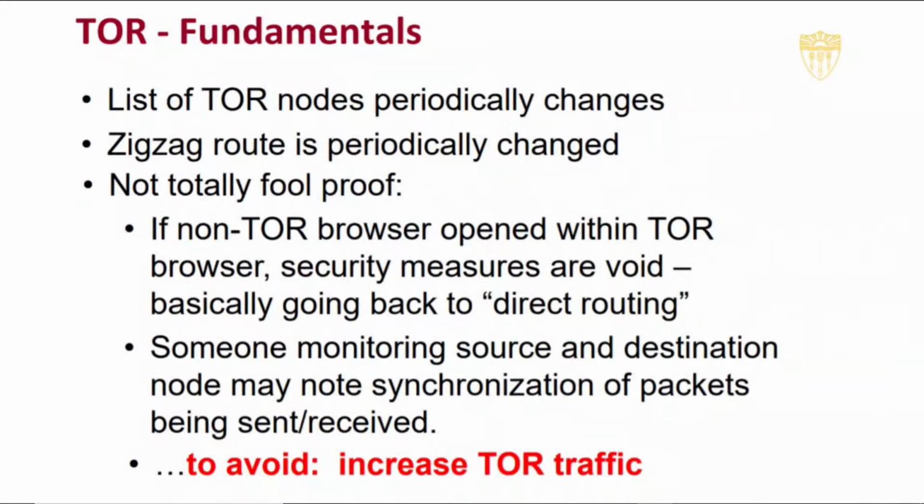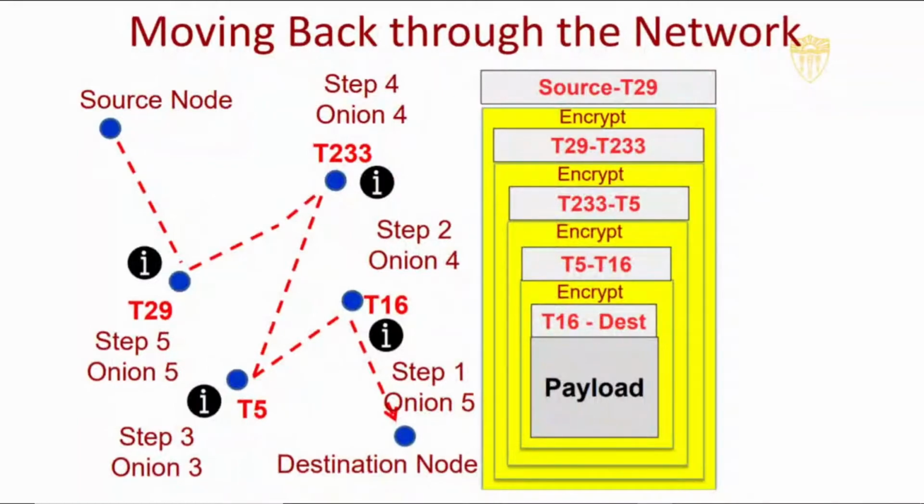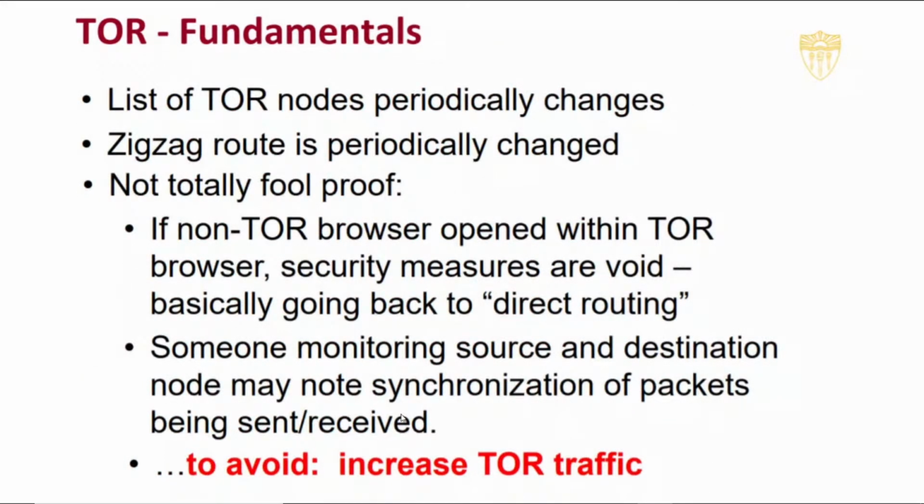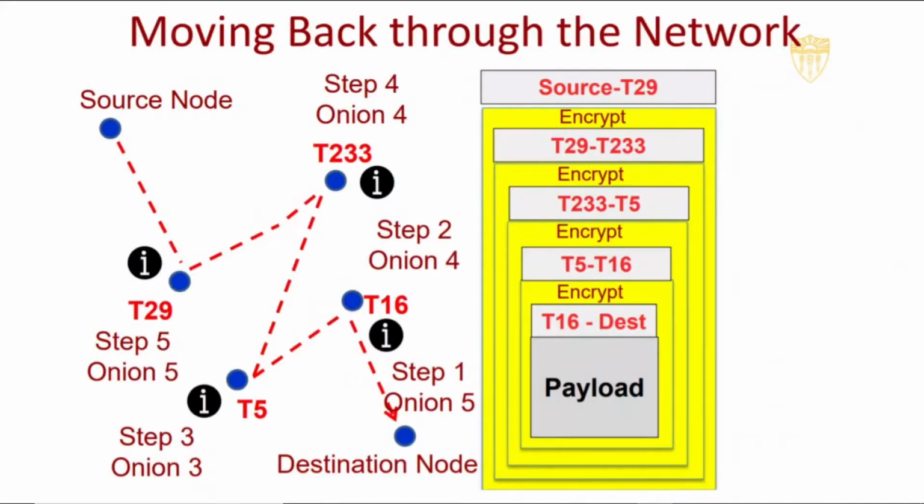And the list of Tor nodes periodically changes for security reasons, so that somebody cannot break into one node and then track the information. I guess governments and other entities try to break in by breaking into one of these nodes. So in this path, for example, if I break into node T233, I will know, okay, I got the node from T29 and T5. Then I can break it all the way through, trying to get to the final node. So to change this, they keep changing the nodes, so that one time you might have to go to T5, whereas next time, instead of going to T5, you go to T16, then to T5, then to the destination node.